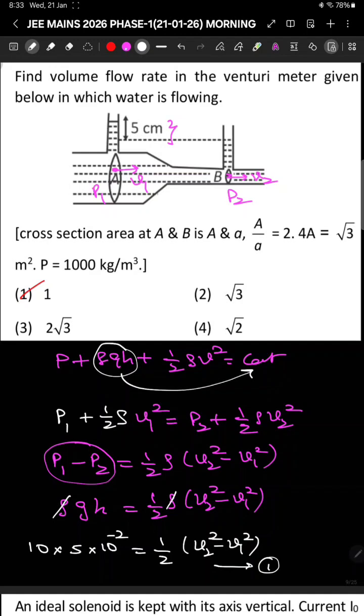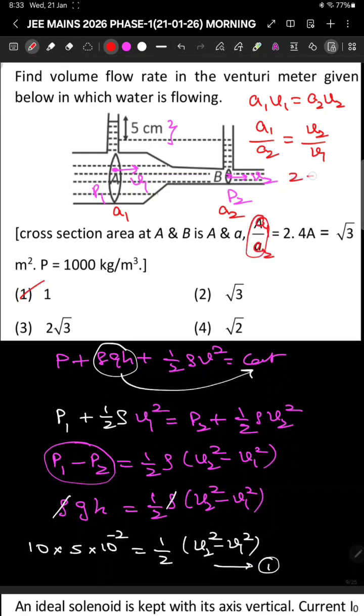Let us apply equation of continuity formula. A1 V1 is equal to A2 V2. Here this area was A1 and this area was A2. So A1 by A2 value was V2 by V1. Here A1 by A2 value was given as 2. So 2 equal to V2 by V1. So this is equation 2. Substitute V2 as 2V1 in this equation 1. You will get V1 value.